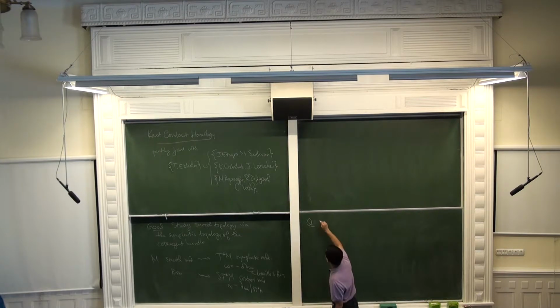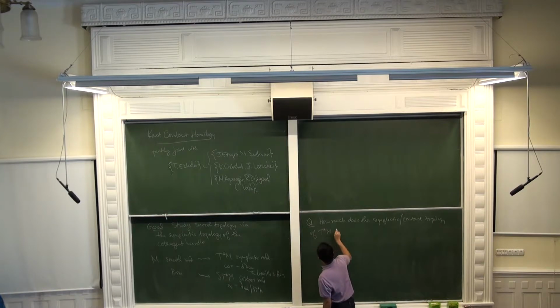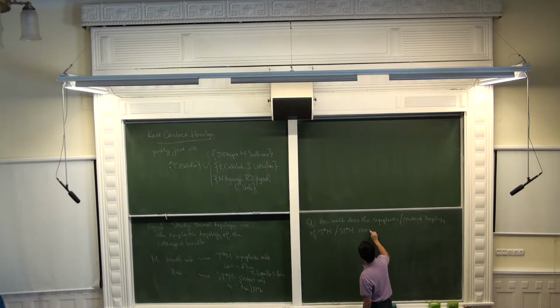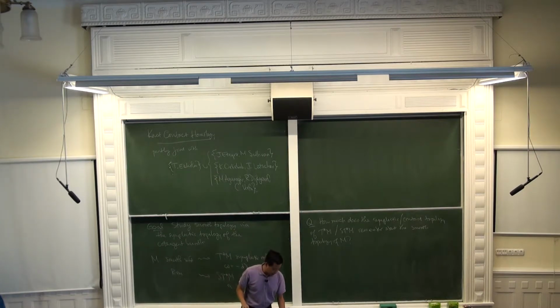Okay, great. And so the question is, this is really just restating. How much does the symplectic or contact topology of these two things, T star N and the cosphere bundle S T star N, remember about the smooth topology of the underlying manifold? And what I hope to convince you in this lecture series is that, at least in some circumstances, the answer is quite a bit.